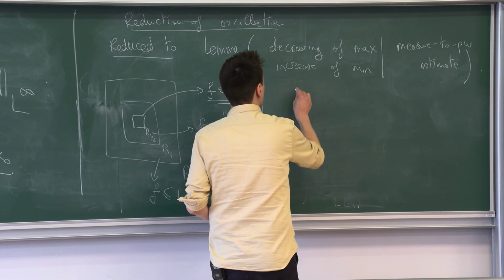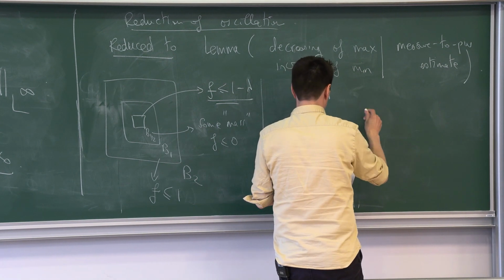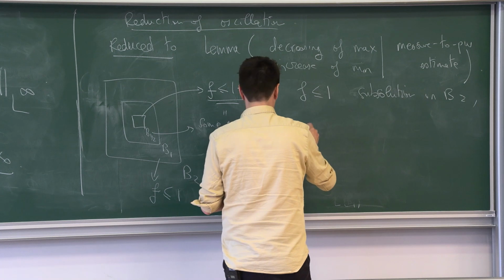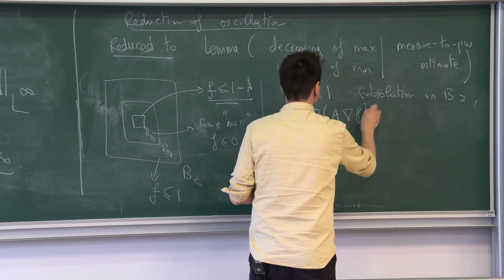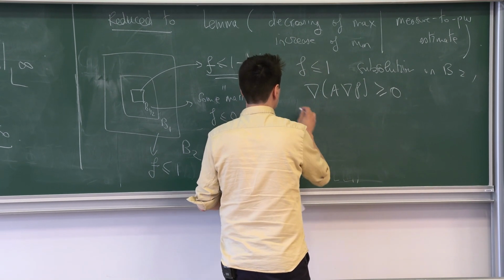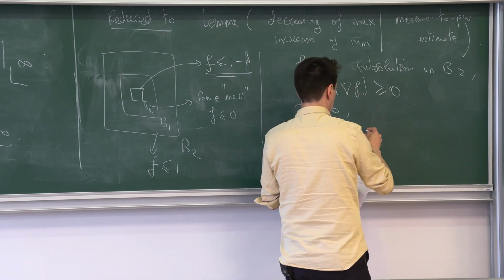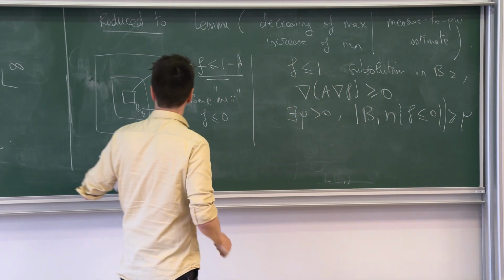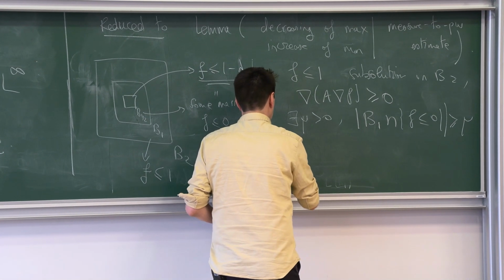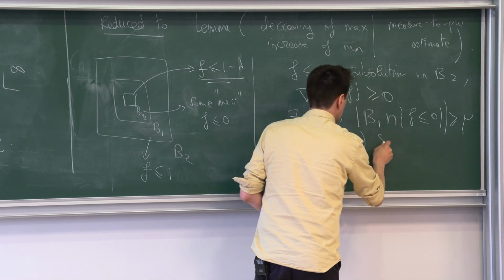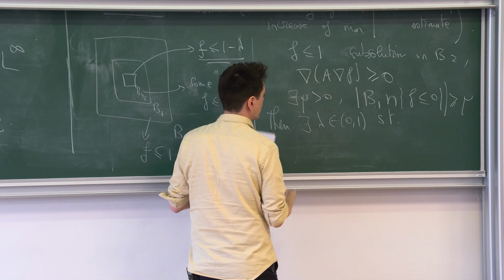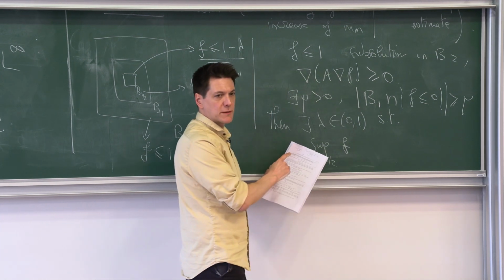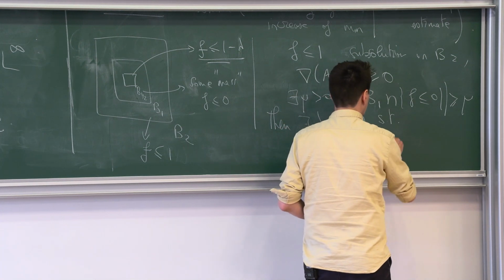So let's formulate it properly. I consider f less or equal to 1 being a sub-solution in B2. So remember what subsolution means. And I suppose that there is some mu strictly positive so that the measure of B1 intersect {f negative} is greater than mu. I have some mass below 0 in the intermediate ball. Then there exists a lambda in (0,1), and it depends as always on the dimension and the capital Lambda and nothing else, so that the sup in the smaller ball, these are always essential sups, almost everywhere, is less than 1 minus lambda.